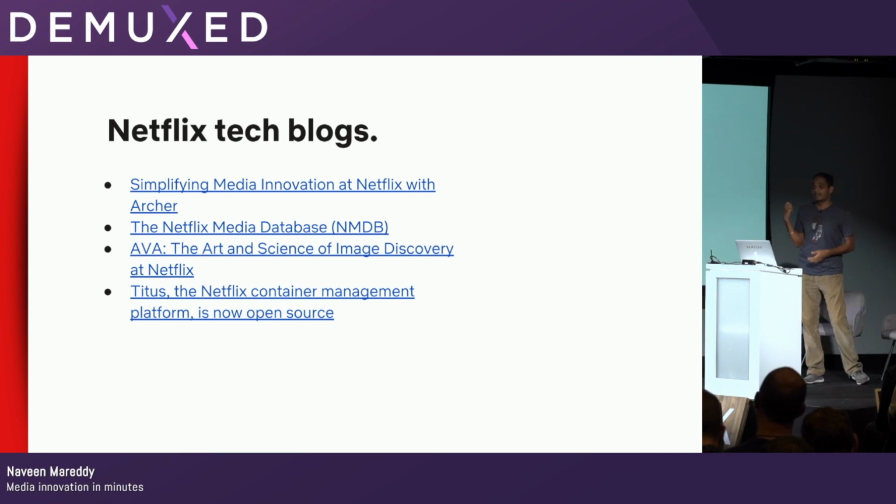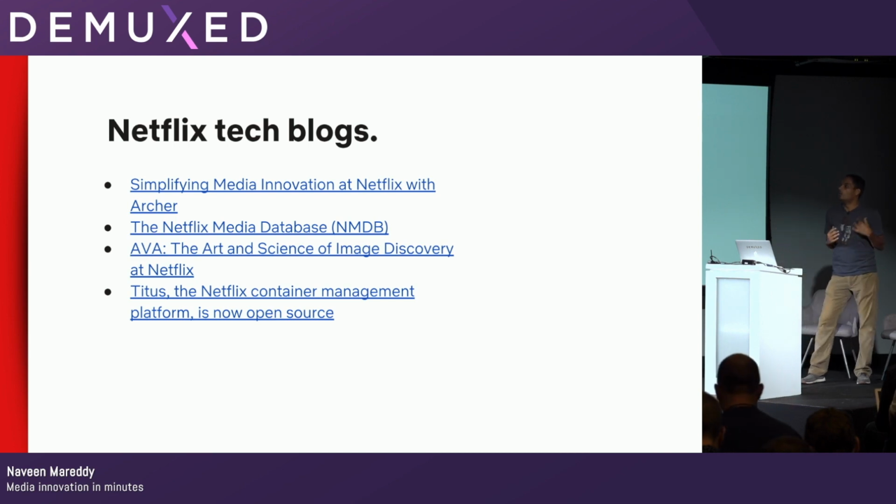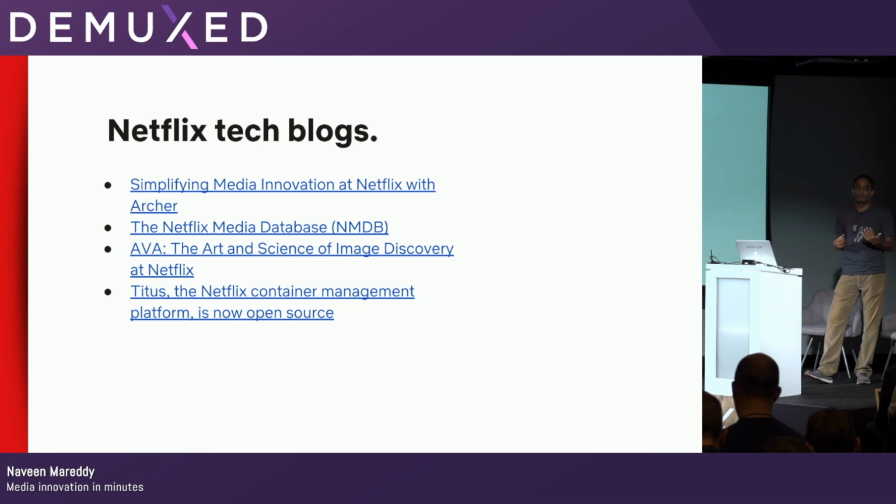Even the Netflix Media Database blog dropped this week, actually. This media database has all the deep technical metadata about movies. Most of this is powered by Archer. They use Archer for extracting that rich metadata from the movies.